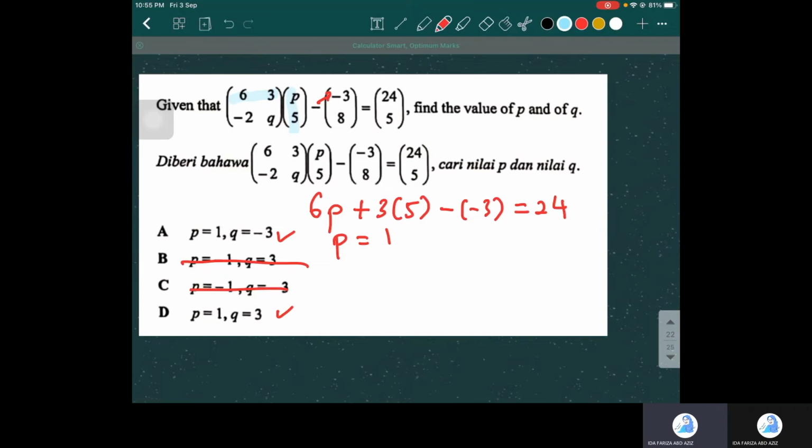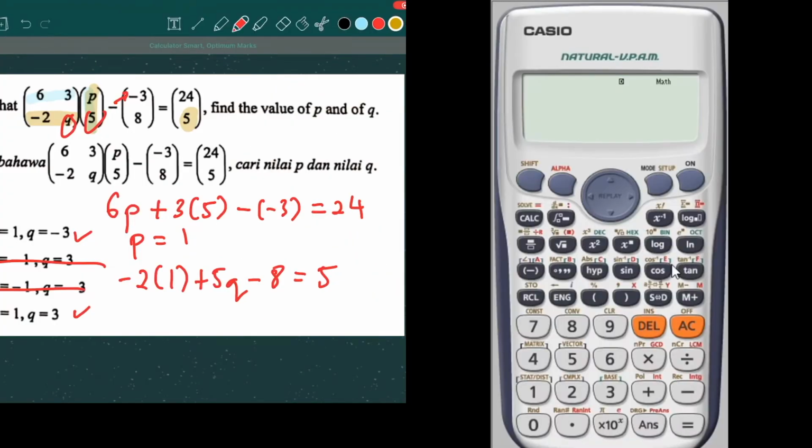Okay, so for this one, for you to be able to solve for Q, kita kena buat yang bawah ni pula. Negative 2Q times P5, okay. And then kita akan dapat 5. Alright, so for this one, negative 2P, sebab P tu nilai dia 1, so I tulis negative 2 sajalah. Sebab 2 times 1 kan. Okay, and then plus 5Q, mana dapat 5Q? Q times 5, okay. And minus 8 equals 5. So, I nak masukkan ni dalam kalkulator sekarang.